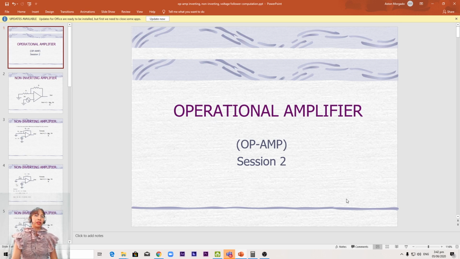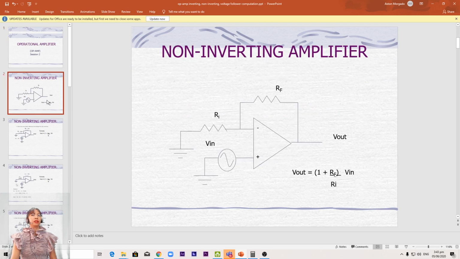So I had a question last time with my first lecture. What's the difference between non-inverting and inverting in terms of circuitry? Okay, so let's take a look at the non-inverting. As you can see here, the RF is connected from output to the negative input, then you have the RI, and then you have the input connected at the positive.